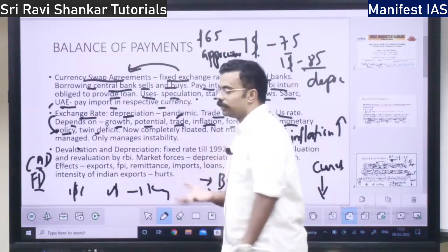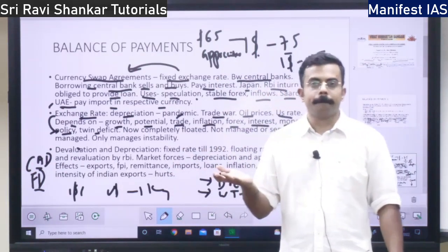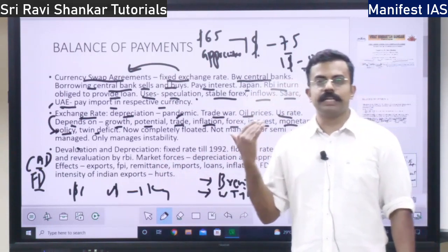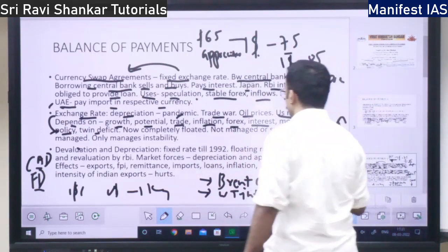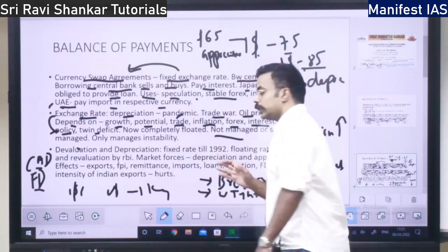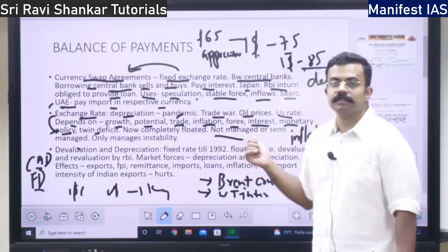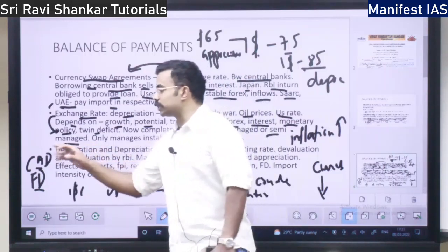So it is floated. Floated means floating with the market. If the market forces go up, the rupee appreciates. If the market forces go down, the rupee depreciates. So it is completely floated. Now the rupee is not managed. Nobody manages the rupee. It is free. It is not even semi-managed.